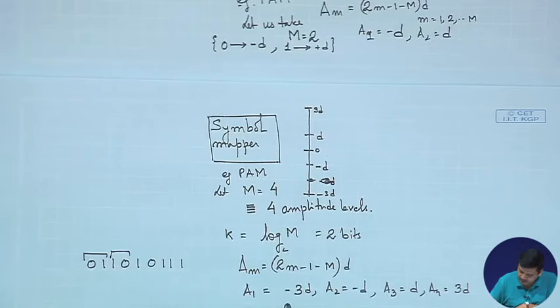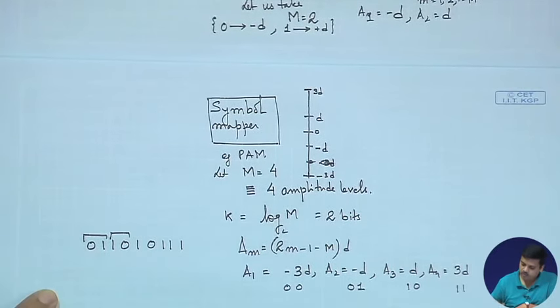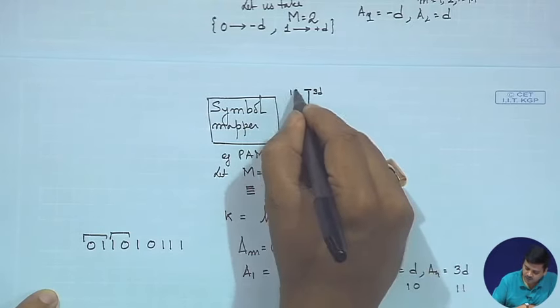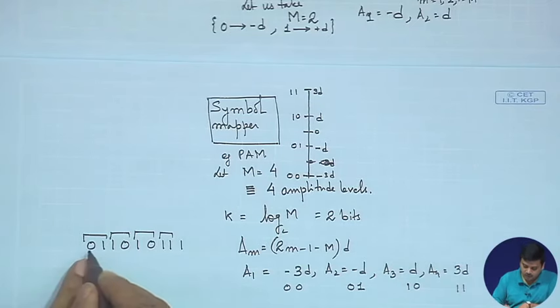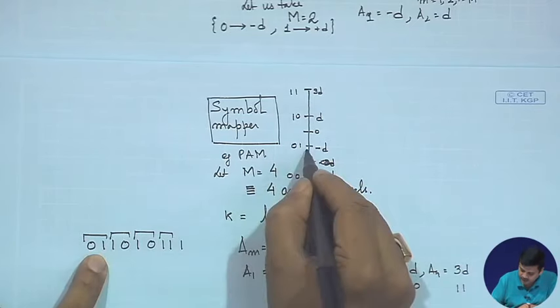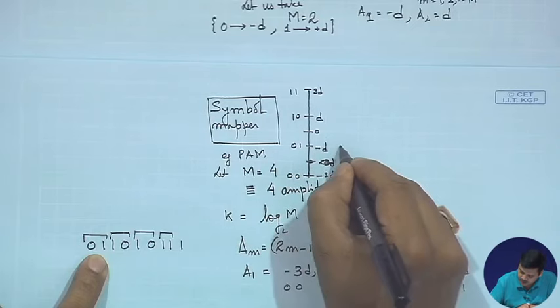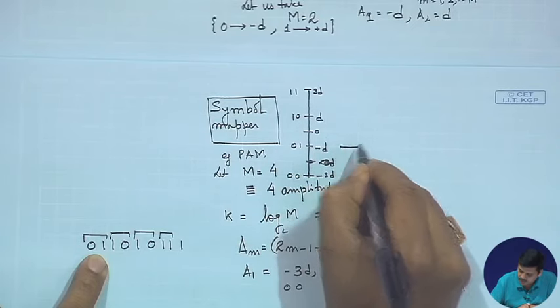We could say 0 0 would map to this amplitude, 0 1 would map to this, 1 0 would map to this, and 1 1 would map to this. So, that means, whenever there is a 0 0, I will select minus 3 d, whenever it is 0 1, I would select this, whenever there is a 1 0, I would select this, whenever there is a 1 1, I would select this. So, now whenever there is a 0 1, I would go there and I would select minus d. So, now minus d would be selected.